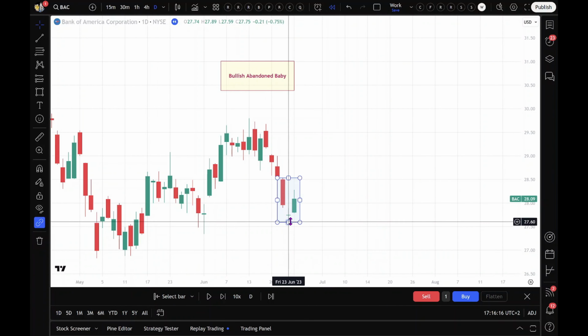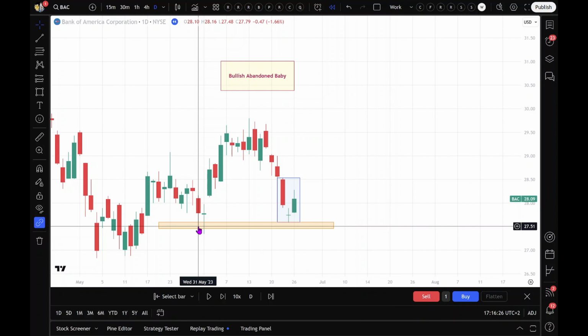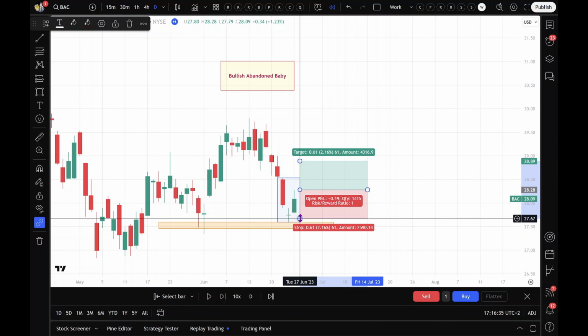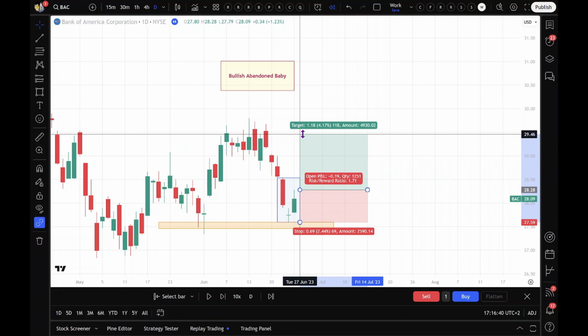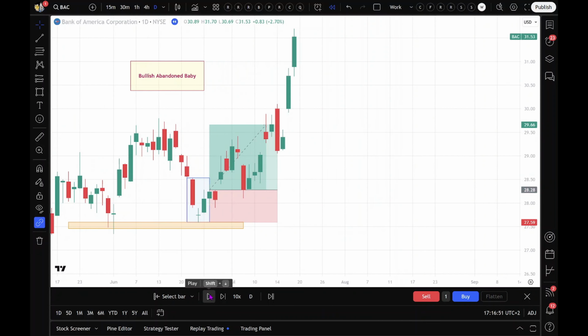Alright, we have our abandoned baby here. We can see that this Doji forms at a previous support level, where the price bounced before. It adds reversal confirmation through price action. We can then open a long position at the breakout of the high of this candle, set our stop loss right here, and place our take profit right here. Let's see what the price will do. The price increases nicely, and our take profit is reached.